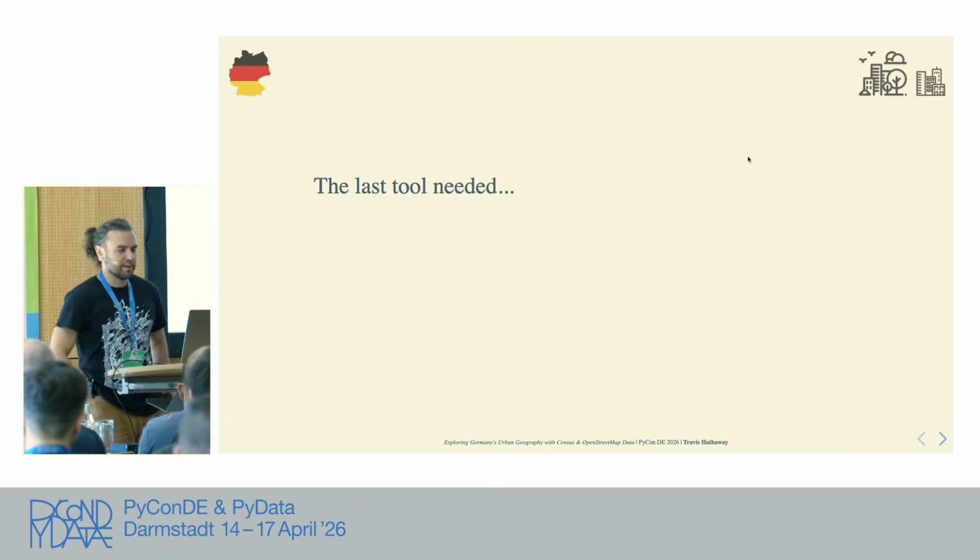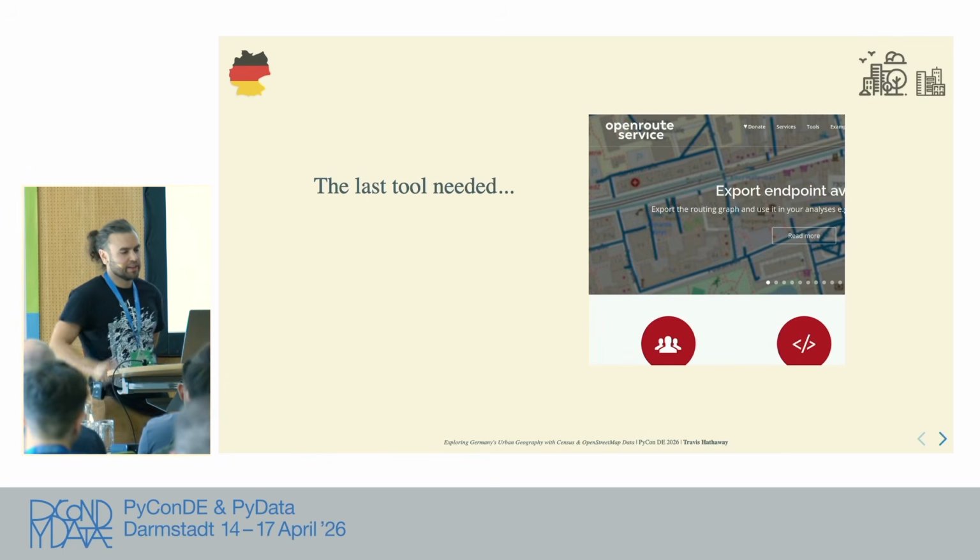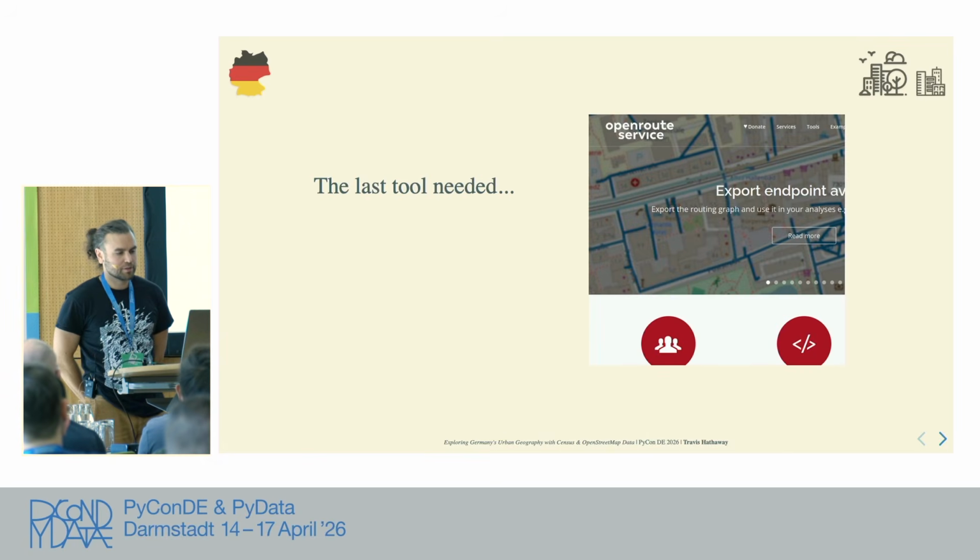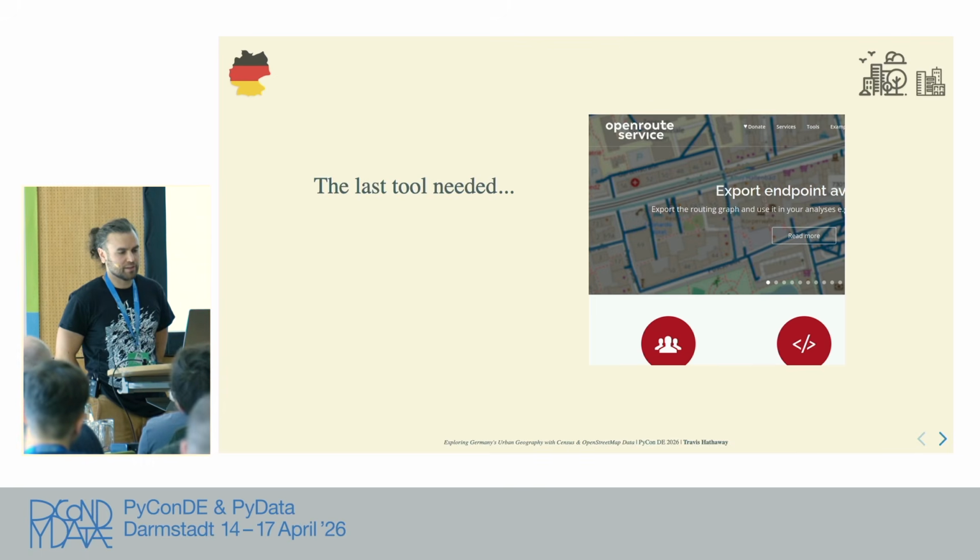But before we do that, I'm going to talk about the last tool we need, which is the Open Route Service. And Open Route Service is something that you can install locally. It's a Java program that runs and can do routing for an entire country's worth of data. So it's really, really useful.